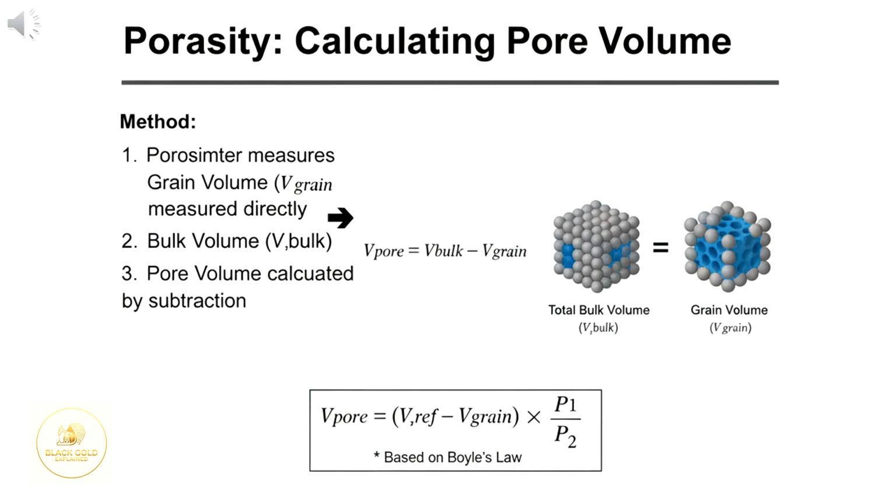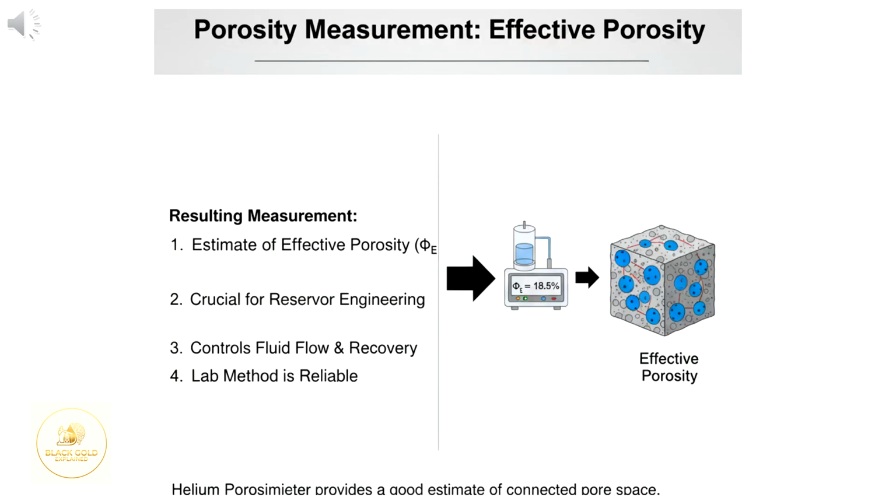The porosimeter calculates the grain volume, V grain, the space occupied by the solid rock material. We then find the pore volume by subtracting the grain volume from the bulk volume. The resulting measurement is typically a very good estimate of the rock's effective porosity.